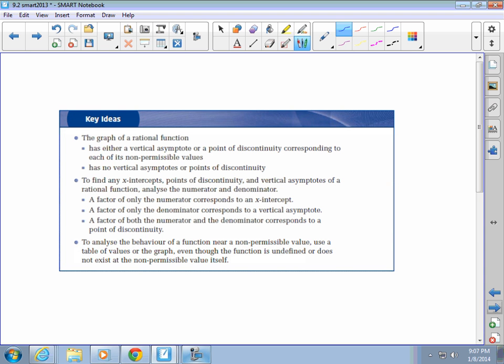And then it says to analyze the behavior of a function near a non-permissible value, use the table of values or the graph, even though the function is undefined or does not exist at that non-permissible value itself. Okay? So you can tell by looking at it where that point of discontinuity is.